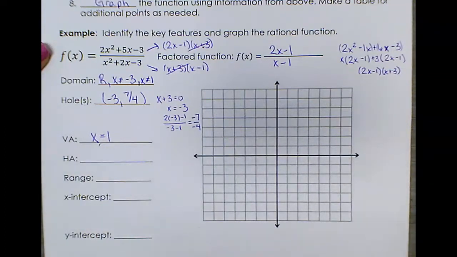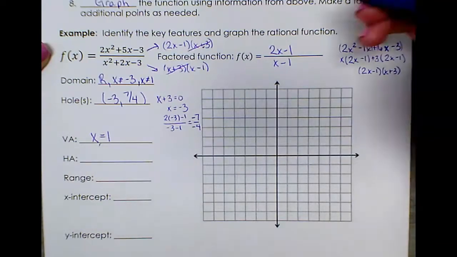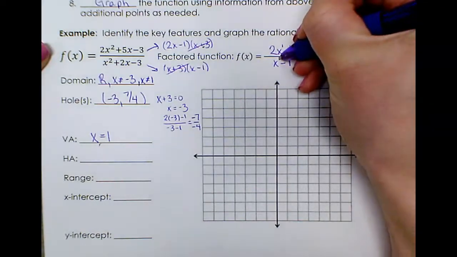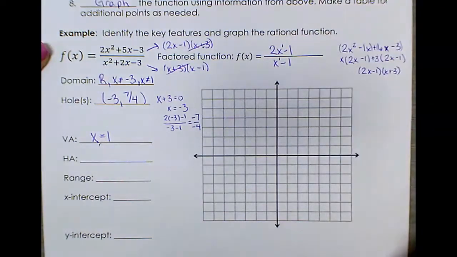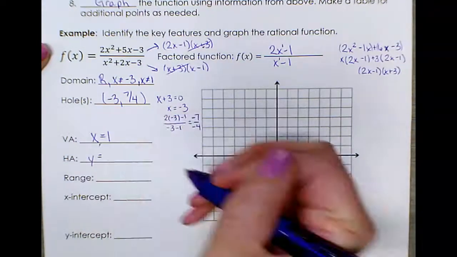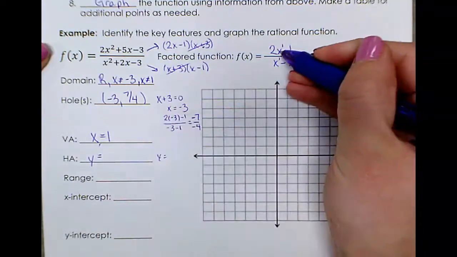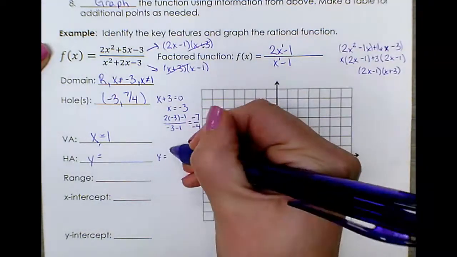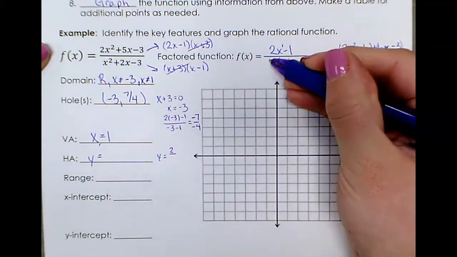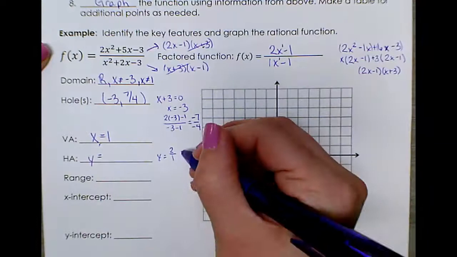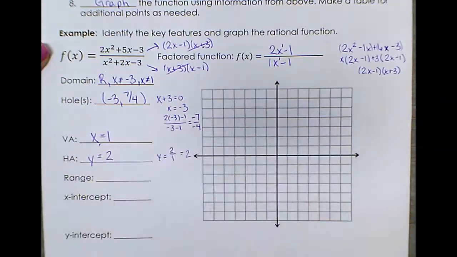The horizontal asymptote I determine based on the degrees of my numerator and denominator. My numerator is degree 1, my denominator is degree 1. Since they're the same degree, then I take the coefficients of those x terms, and that's my horizontal asymptote. So my horizontal asymptote is the coefficient of 2x, which is 2, and the coefficient of x, which is 1, and 2 over 1 is just 2. So there's the horizontal asymptote. I'm going to skip the range for right now. We'll come back to it because it's kind of new.